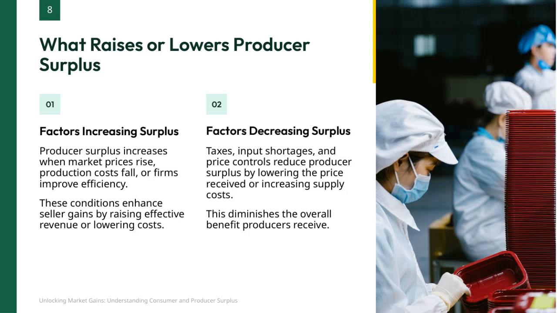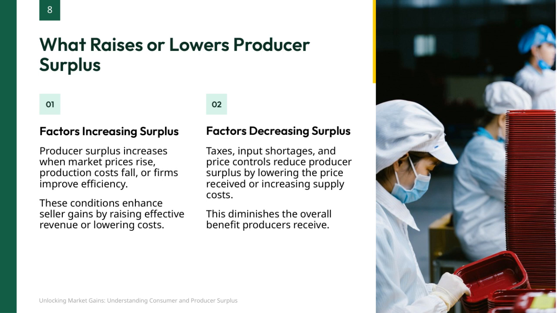Producer surplus can shift depending on several factors. Let's first look at what increases it. When market prices go up, producers receive more for their goods, which naturally boosts their surplus. Similarly, if production costs decrease or if firms become more efficient in their operations, they can produce at a lower expense, increasing their overall benefit.